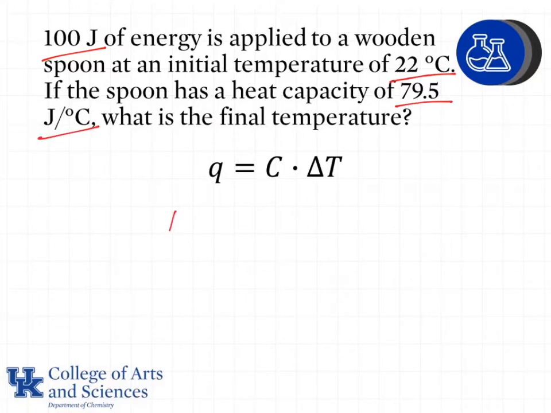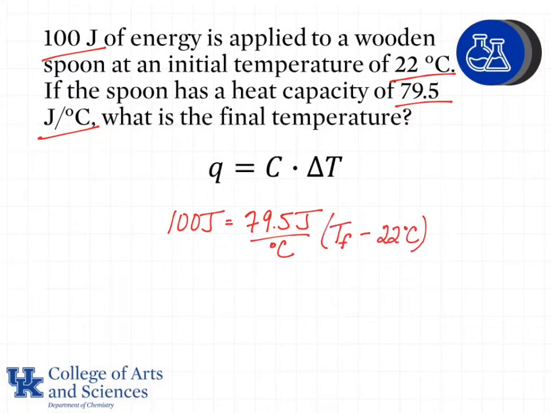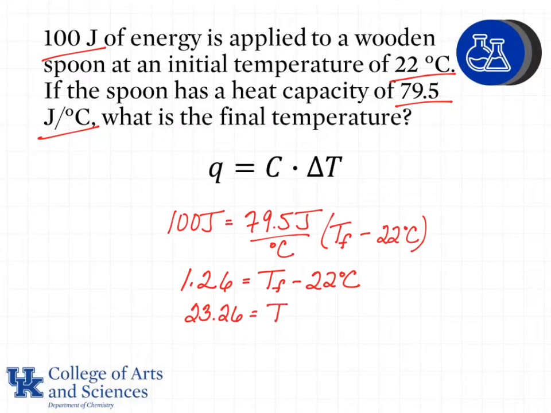We can plug those values into our equation. So we have 100 joules equal to 79.5 joules per degree Celsius times the final temperature minus the initial temperature, which is 22 degrees Celsius. I divide both sides by 79.5 and get 1.26 equals TF minus 22. We then add 22 to both sides and get 23.26 as our final temperature, and rounding for sig figs, we get 23 degrees Celsius is our final temperature.